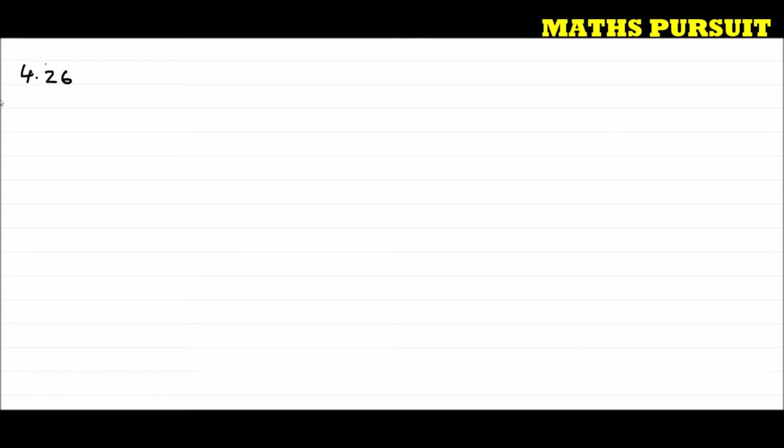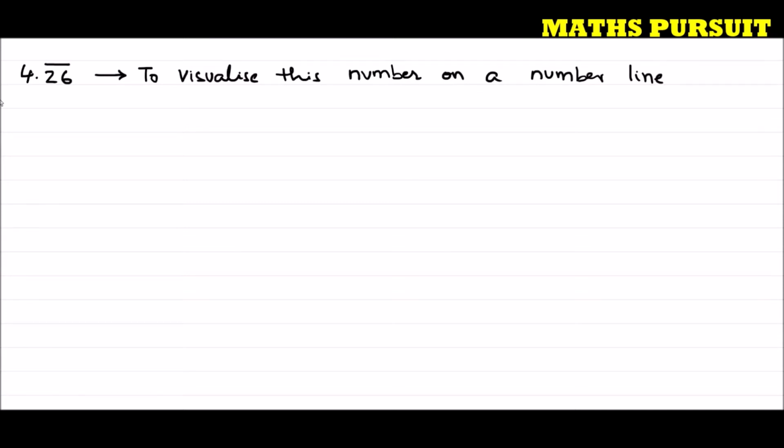Here the question has given us this number, 4.26 with a bar on 26, and the question is asking us to visualize this number on a number line up to 4 decimal places. So let us see how we can visualize 4.26 on a number line up to 4 decimal places.